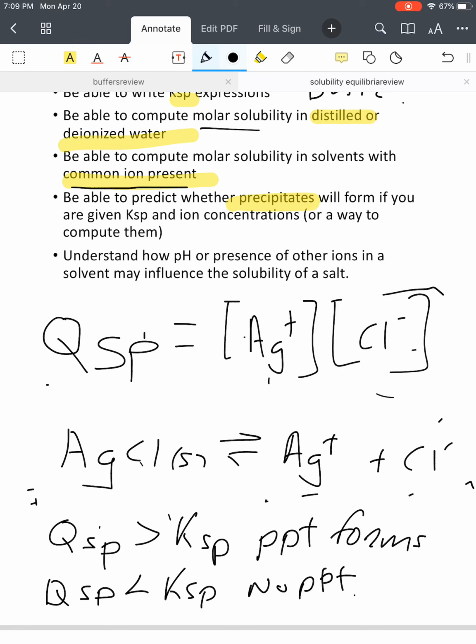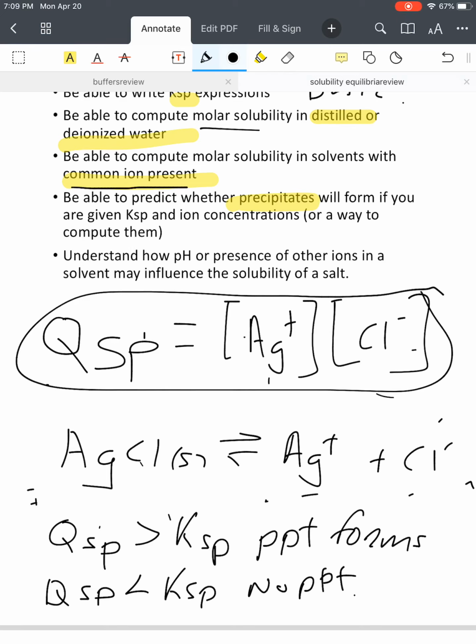Now, when you're subbing in numbers into your QSP expression for your ion concentrations here and here, you have to make sure that those ion concentrations are after mixing, after dilution. You want those ion concentrations to represent the molarities in the final solution within which a precipitate may form. All right, but that's another type of problem.